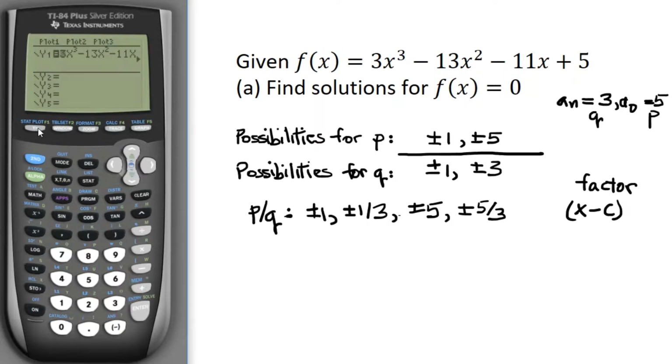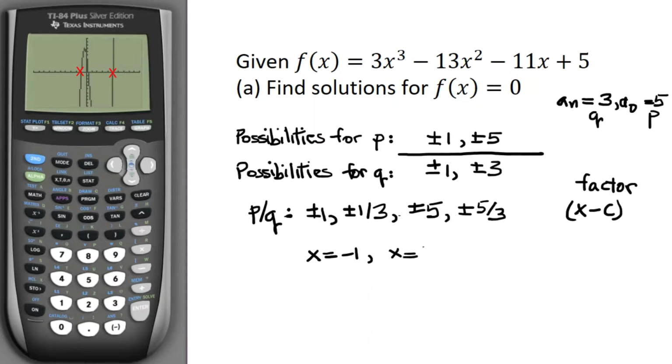I've already input the function into y1 of my calculator. So put the function into y1 of your calculator. Let's look at the standard screen. Let's look at Zoom 6 and see if that helps us narrow down the choices. When I look at the graph, it looks like x equals minus 1 is probably a factor, and x equals positive 5 is probably a factor, and there's some kind of fraction that I can see there.